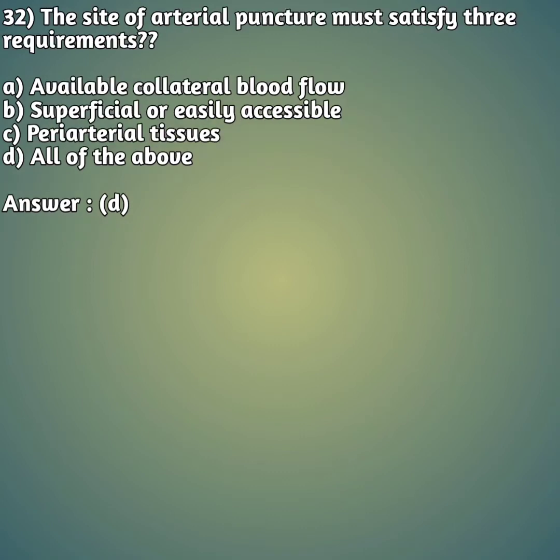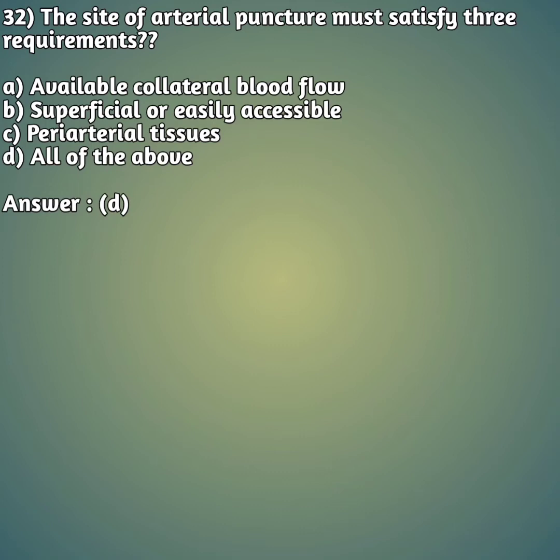Next, moving on to our 32nd question. The site of arterial puncture must satisfy three requirements. So they are asking what the three requirements are. Option A, available collateral blood flow. Option B, superficial or easily accessible. Option C, peripheral tissues, periarterial tissues. And option D, all of the above. So the right answer is D, all of the above are the requirements that the site of arterial puncture must satisfy.